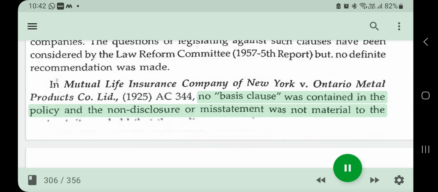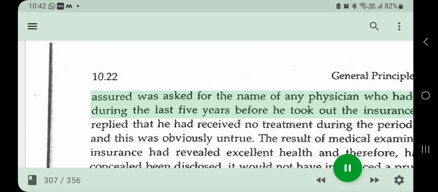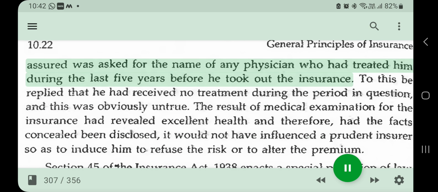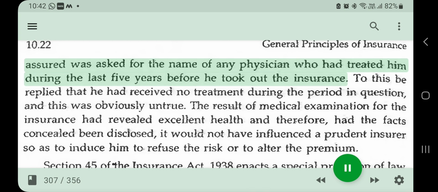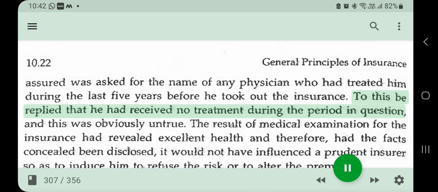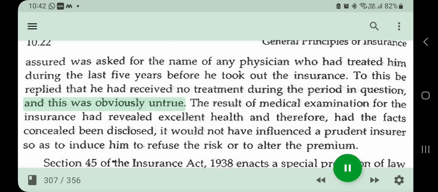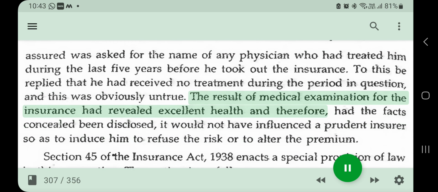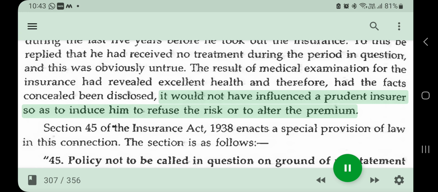1925, AC 344, no basis clause was contained in the policy and the non-disclosure or misstatement was not material to the 10.22 General Principles of Insurance. Assured was asked for the name of any physician who had treated him during the last 5 years before he took out the insurance. To this he replied that he had received no treatment during the period in question, and this was obviously untrue. The result of medical examination for the insurance had revealed excellent health and therefore, had the facts concealed been disclosed, it would not have influenced a prudent insurer so as to induce him to refuse the risk or to alter the premium.